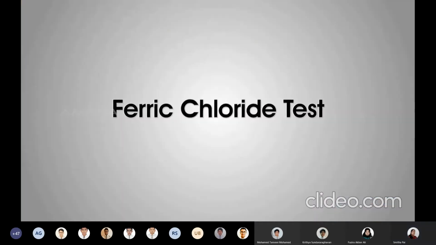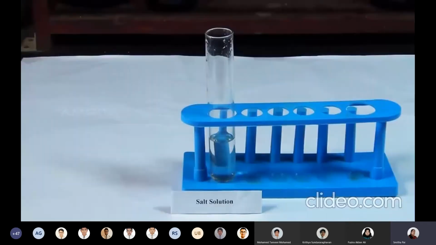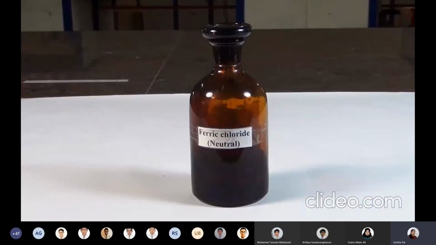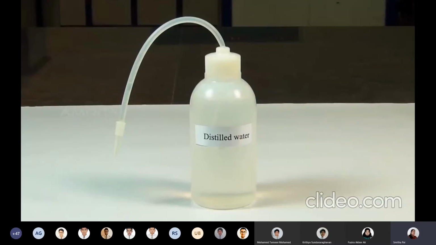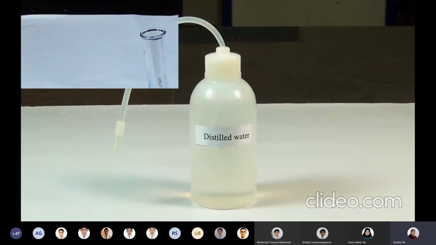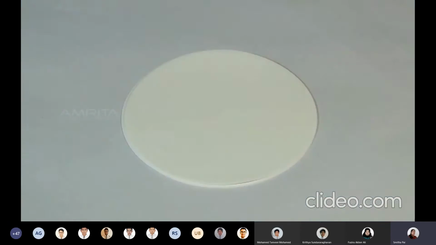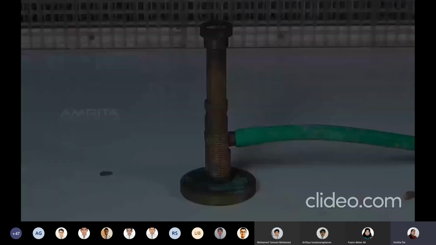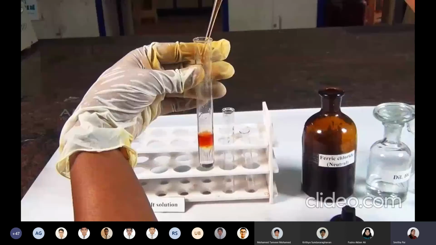Ferric chloride test. Materials required: aqueous solution of the salt, neutral ferric chloride solution, dilute hydrochloric acid, distilled water, test tubes, test tube holder, droppers, funnel, filter paper, and Bunsen burner. Procedure: take a small amount of aqueous solution of the salt in a test tube. To this, add a small quantity of neutral ferric chloride solution using a dropper.